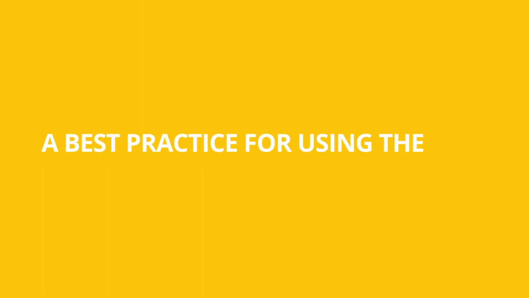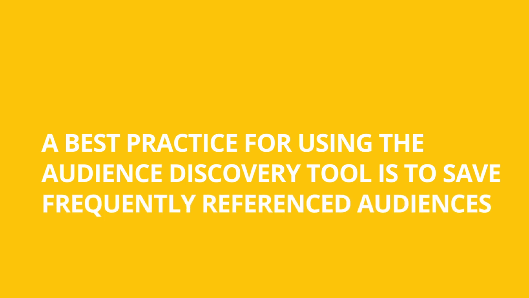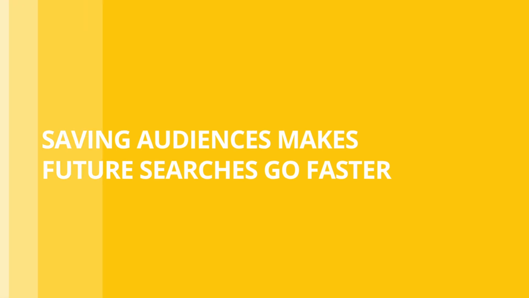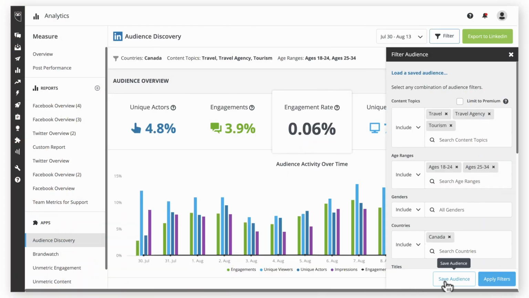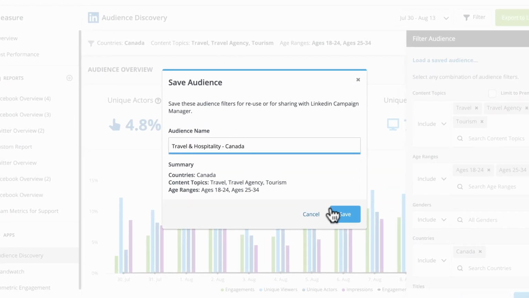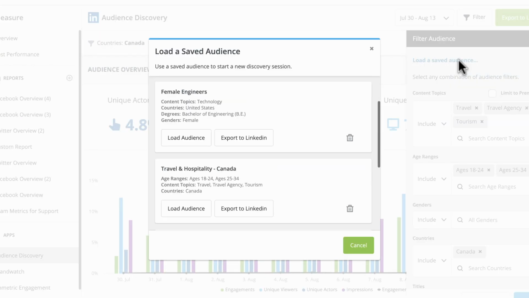A best practice for using the Audience Discovery tool is to save frequently referenced audiences. Saving audiences makes future searches go faster. To save an audience, click Save Audience on the Filter Audience menu. Name the audience and save it. To load this saved audience for a future search, click Load a Saved Audience.